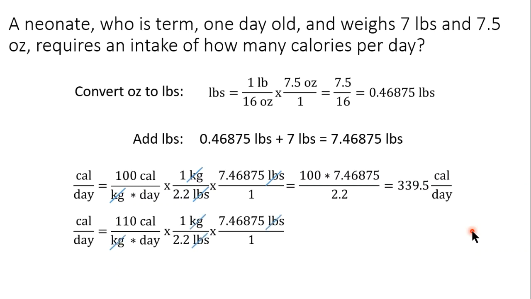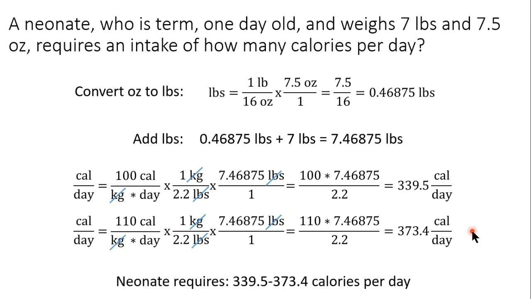The weight cancels out, so we multiply 110 times 7.46875 divided by 2.2, which gives us 373.4 calories per day. So when it asks us how many calories does the baby need per day, it has to be between 339.5 and 373.4 calories per day.